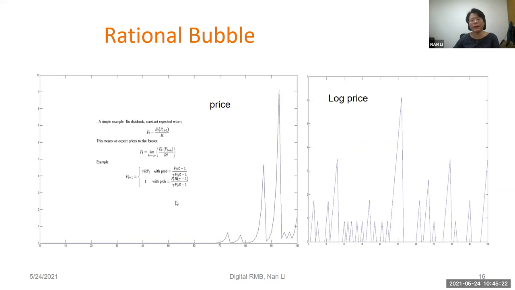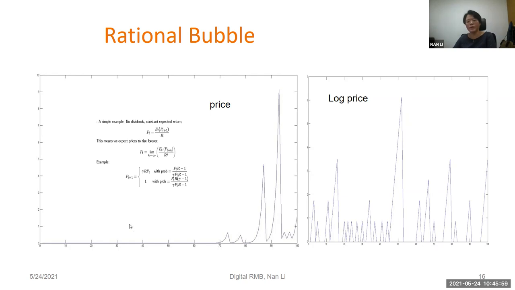And this probability is also increasing in the level of the price. So I did a simulation, and you can see here, this is the level of the price. It can shoot up to a very high level. This is in logs, okay? This is the log level of the price. And as you can see, this is basically 10 to the power of 4, okay?